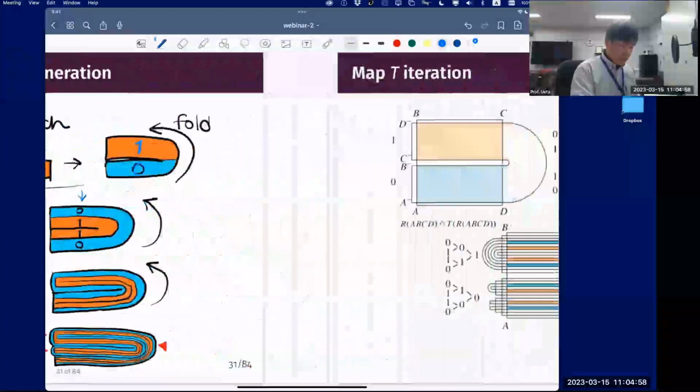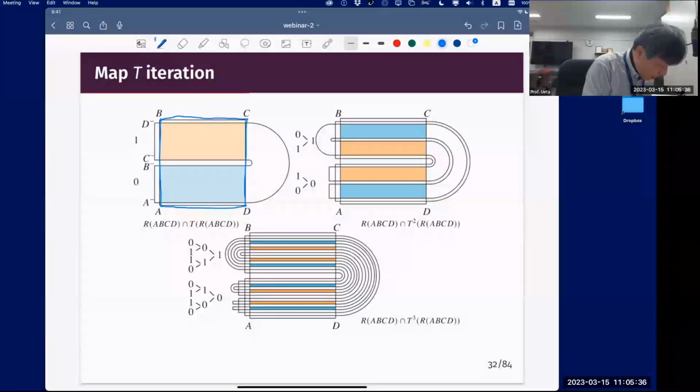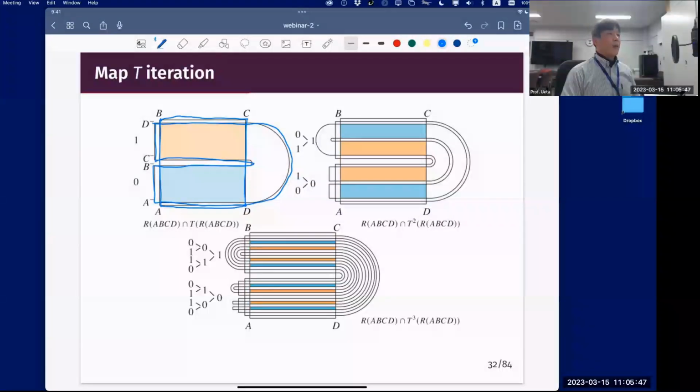Okay. Now, mathematically define the situation. Okay, firstly, rectangle ABCD here, the original square. And once you map by T, it corresponds to the stretching and the folding. Then you have this folded area. This one is actually a horseshoe map, horseshoe shape.